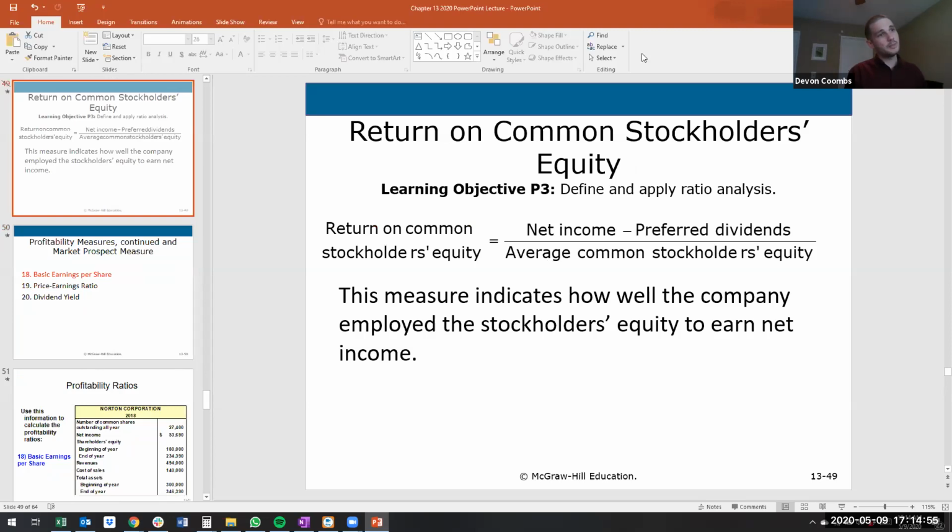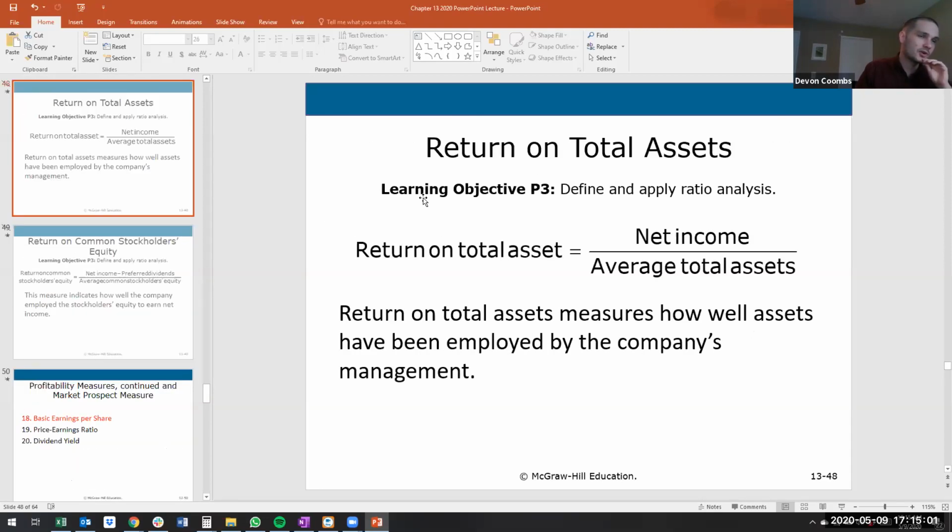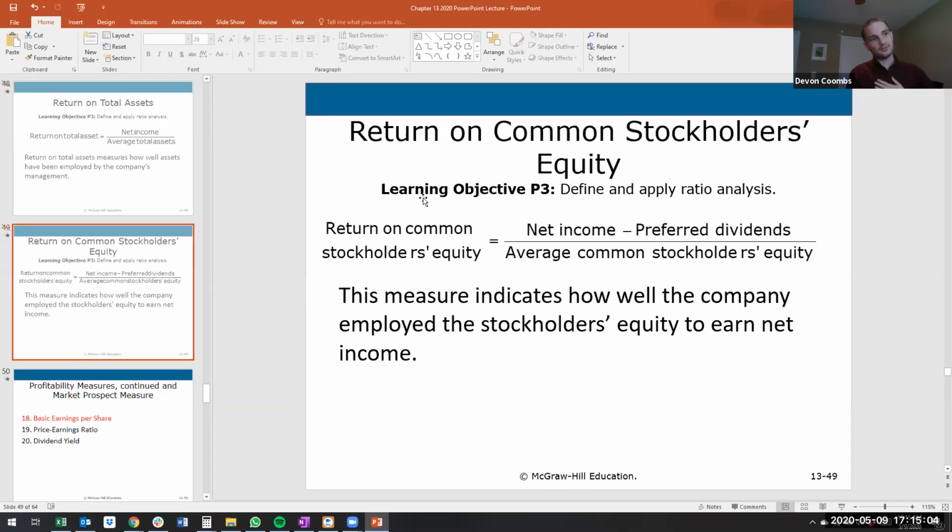And then return on common stockholders' equity. This measure is very similar to return on assets, but as an investor, if I invest money, what's my average return? What's my return on common stockholders' equity? So we look at our net income minus preferred dividends, because remember, common shareholders don't have a right to dividends before preferred. Preferred always get their dividends first. And then we divide by our average common stockholders' equity.